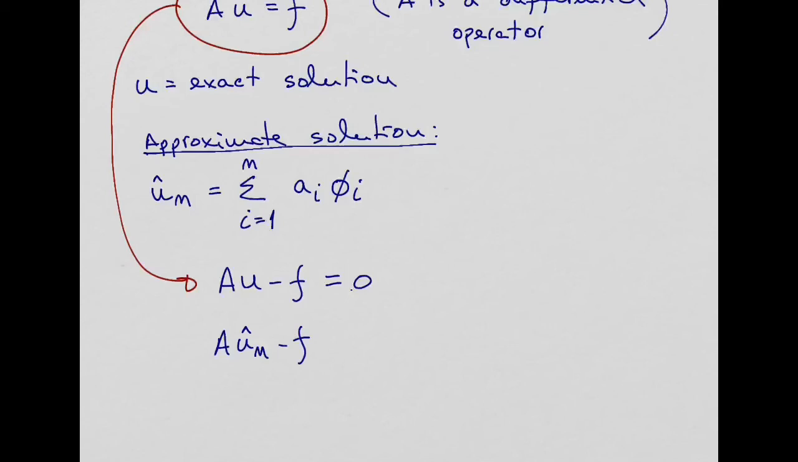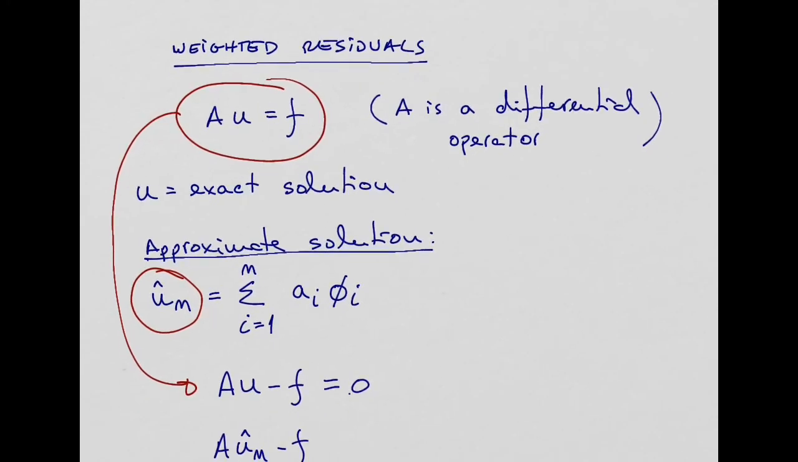And the most important thing now, because this solution u hat n is not my exact solution, this is an approximation, then this A u hat n minus f is not going to be equal to 0, right? It's going to be equal to a small residual. You're starting to understand the name of the method, weighted residuals.